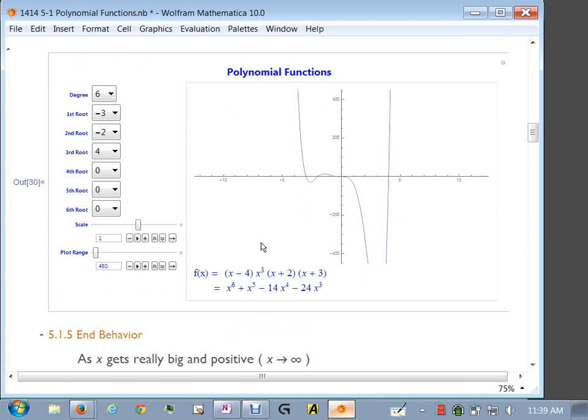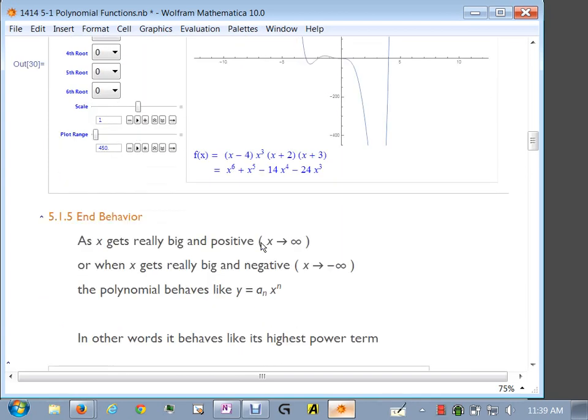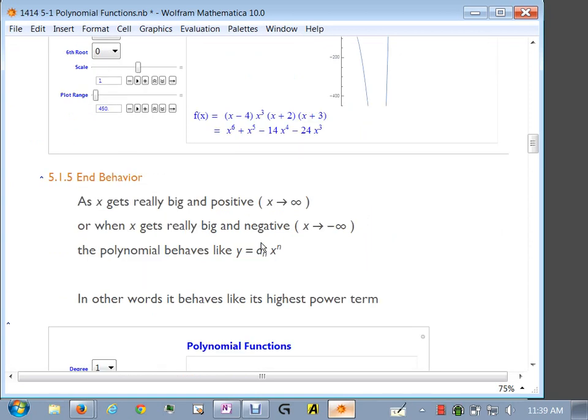Okay, end behavior. What is the end behavior of a polynomial? When we say end behavior, thinking of a graph, the ends, you have the left end of the graph and the right end of the graph, yes? So we have what's called left-hand behavior and right-hand behavior, left and right.